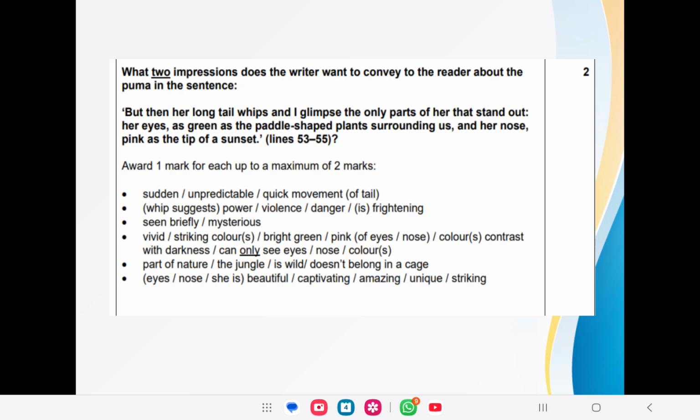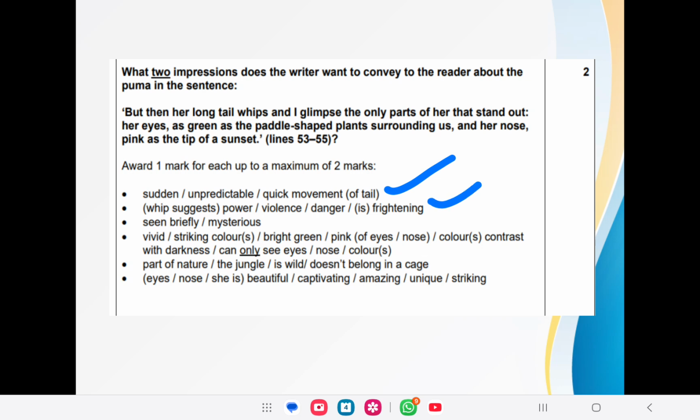Now let's see the mark scheme. Here we have six possible impressions. First impression is sudden and unpredictable movement of the tail, whipping of the tail. Whip suggests power, violence, danger, frightening, seen briefly, mysterious. So the word whips is very important. The way the animal is moving its tail, whipping its tail, shows energy, force, power, violence, and the mood of the animal. That is also available there.